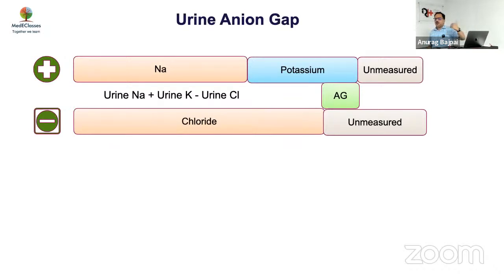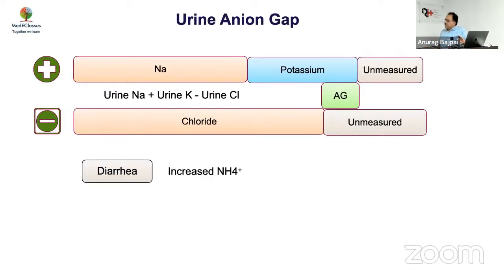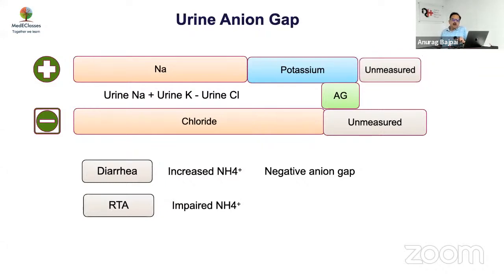If urinary anion gap is negative, it suggests an increased, a normal ammonium production, and suggests a GI loss, which of course, in somebody who is 80 years old with fractures, you will not think GI loss is a primary cause here. But anyway, to evaluate, diarrhea causes increased ammonium production and you will have a negative anion gap, and in RTA, your ammonium production is impaired, you will have a positive urinary anion gap in that scenario.